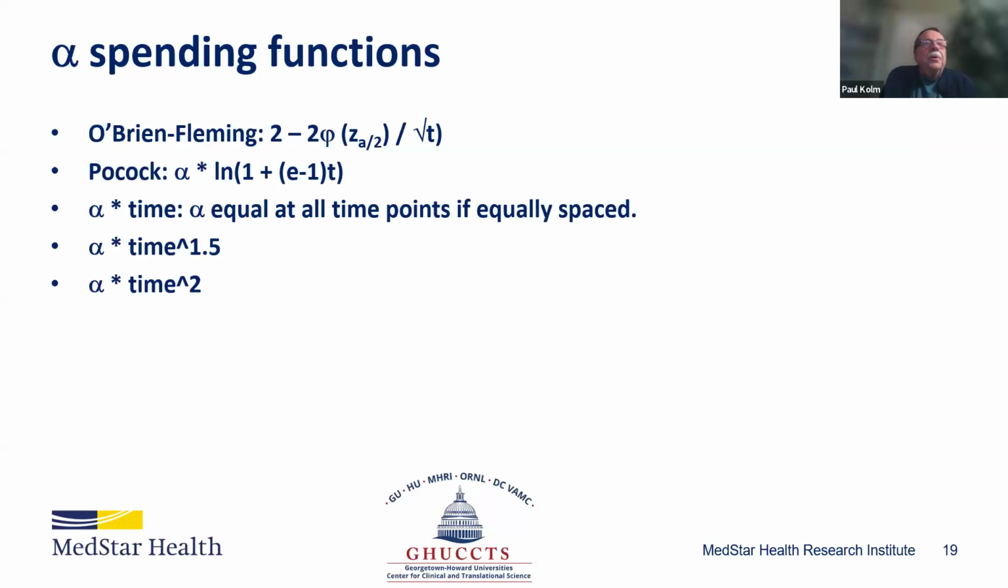Okay, so then there are two primary spending functions that you see in the literature. There are more than this, but these are probably the two most famous, the O'Brien-Fleming and Pocock. In the O'Brien-Fleming one, the 2 minus 2, phi, I guess, stands for the normal distribution. And so we're using the normal distribution to calculate our alpha error rate. And so the z sub alpha/2 there is the z for significance at a two-sided alpha error rate. And then that's divided by the square root of the time at which you take the look at the data. There are others as well, but the O'Brien-Fleming is the one that's used most often.